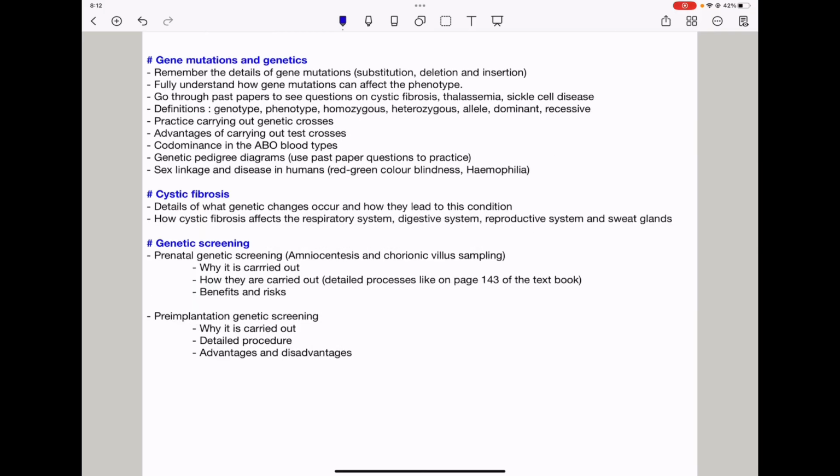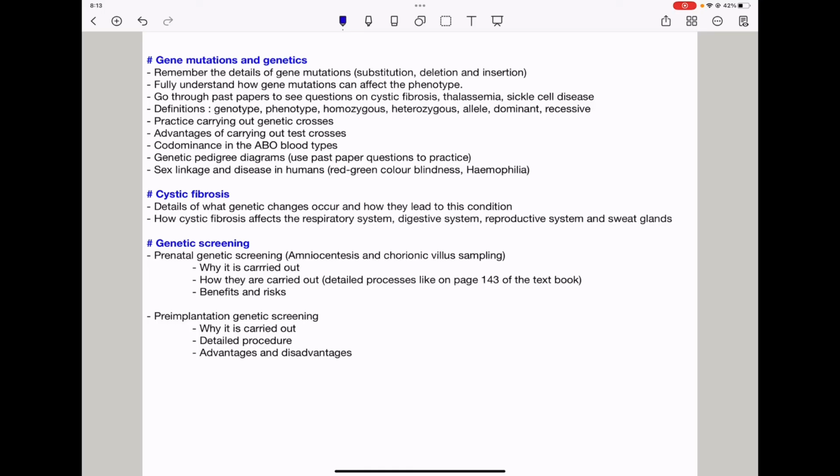When we go to gene mutations and genetics, you need to remember the details of gene mutations like substitution, deletion, as well as insertion. You need to fully understand how gene mutations can affect the phenotype. Here they could use it as examples. Examples here include cystic fibrosis, thalassemia, as well as sickle cell anemia. We need to know the definitions of what is a genotype, what is a phenotype, what does homozygous mean, heterozygous, allele, dominant, recessive, and so on. And actually, this can be given in relation to a specific question, so your definition can be twisted a little to suit the specific context.